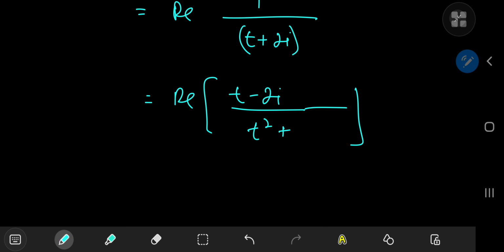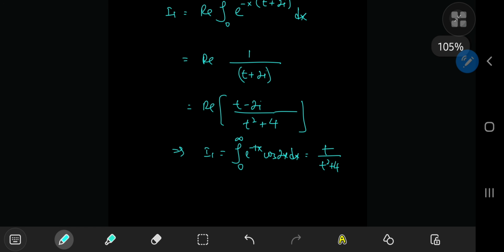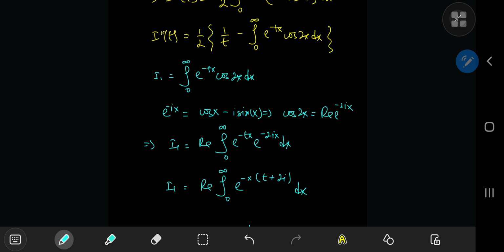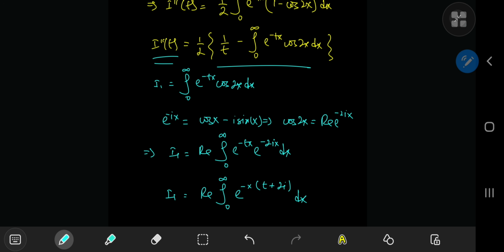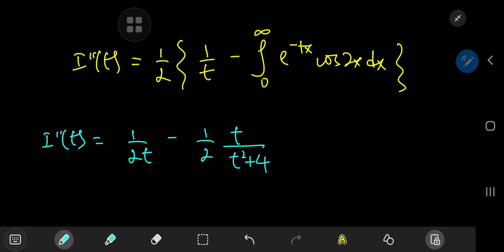So we have t squared plus 4, and this implies that I sub 1, which was the integral from 0 to infinity of e to the negative tx times the cosine of 2x dx, equals t divided by t squared plus 4. Okay, cool. So plugging this result into our result for the second derivative of I with respect to t, which I've just copied down here because, well, I needed writing space. This gives us 1/2 times t, so that's 1 by 2t, minus 1/2 times t divided by t squared plus 4.